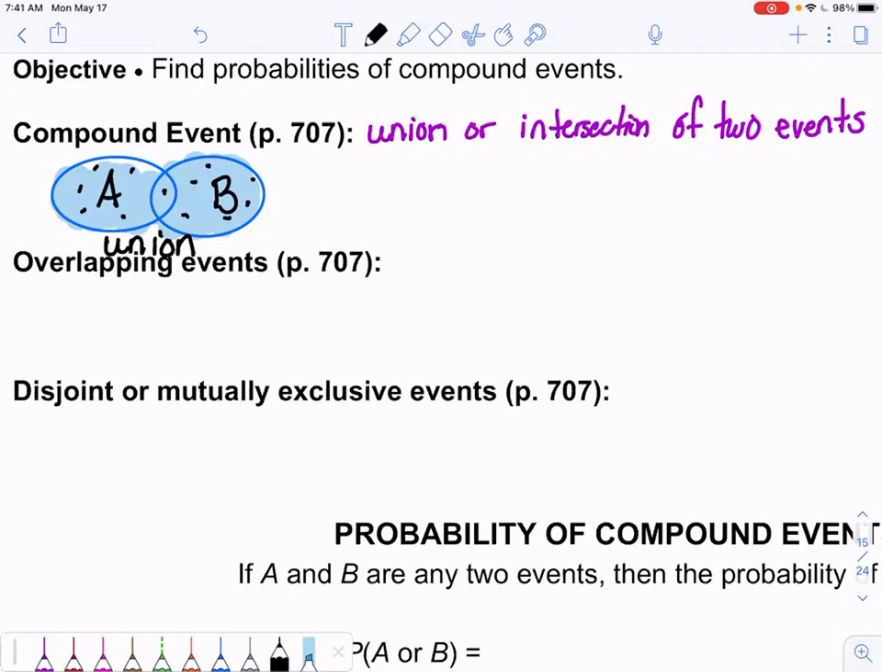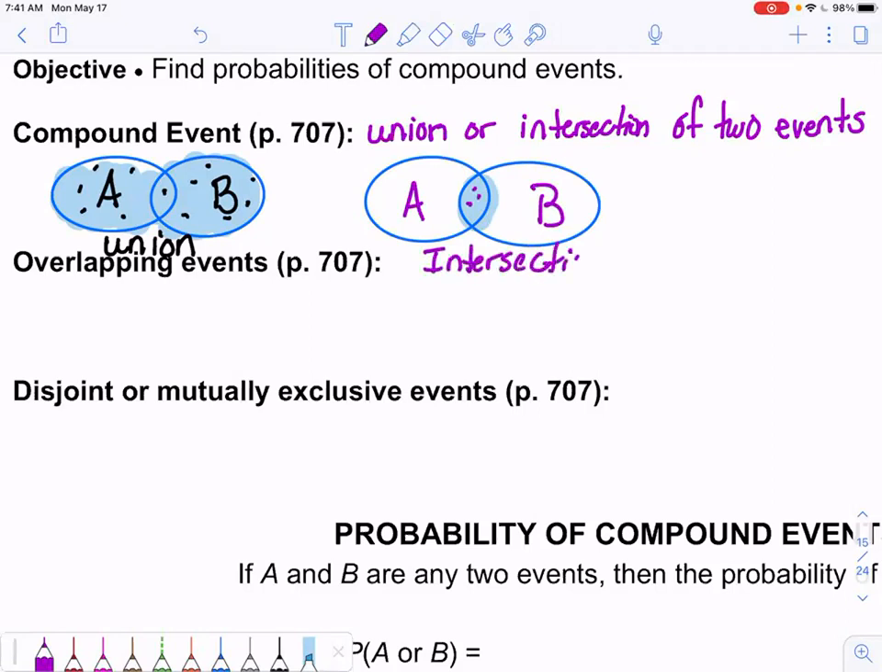So everything in A, everything in B. The intersection is just the little overlapping area. So here's A, here's B. The intersection is that small area where they're overlapping. That little small area that they both have in common. That's called the intersection.